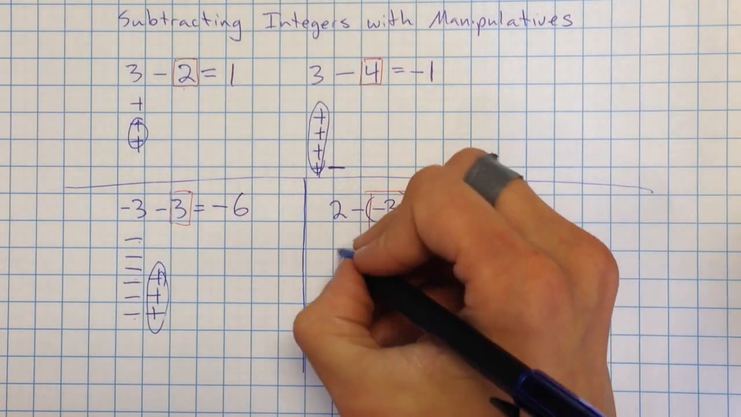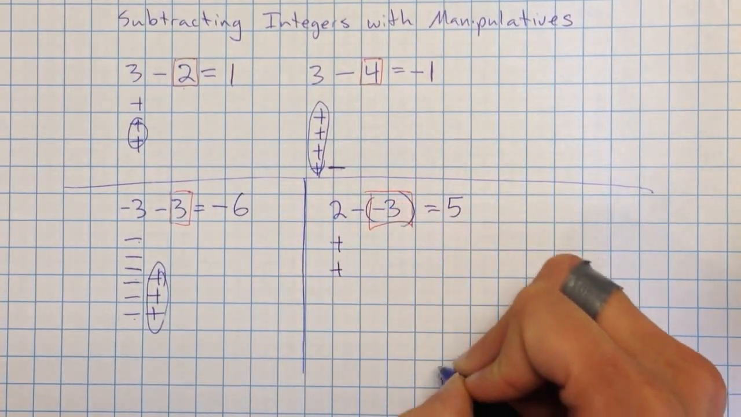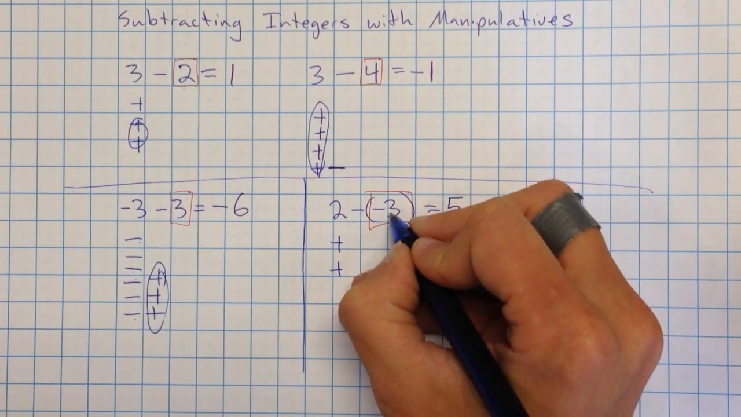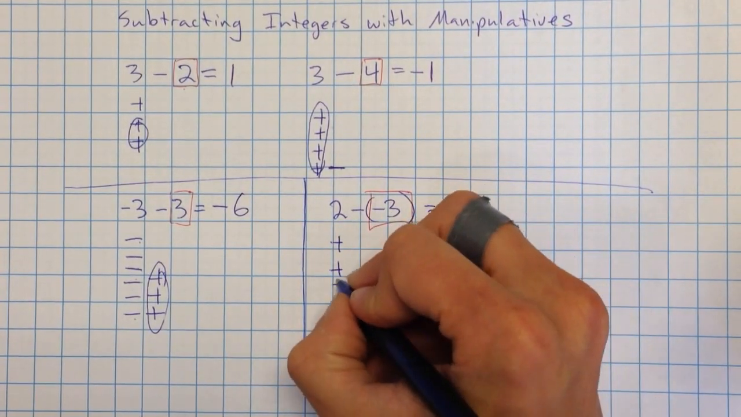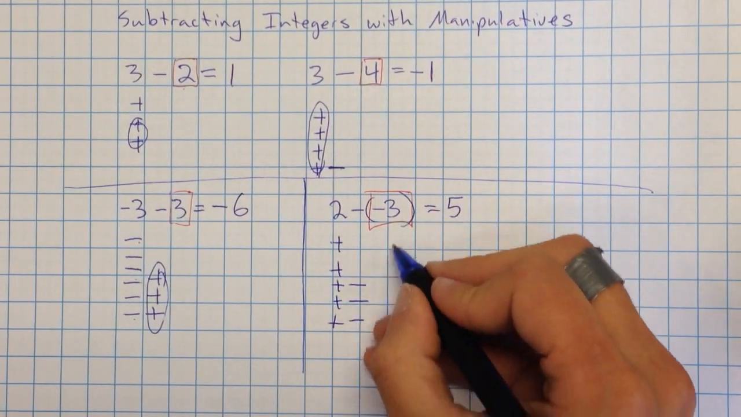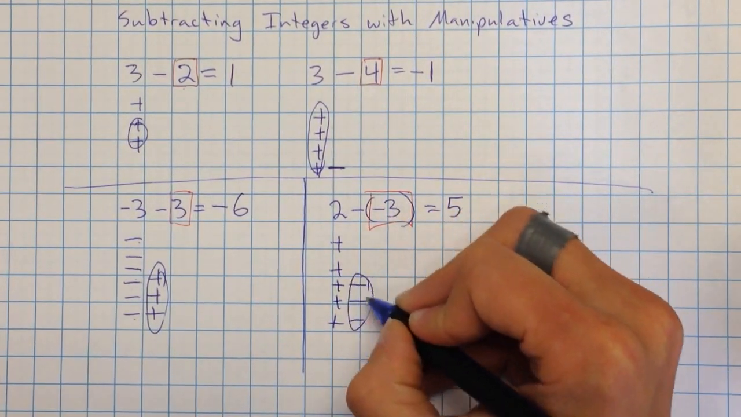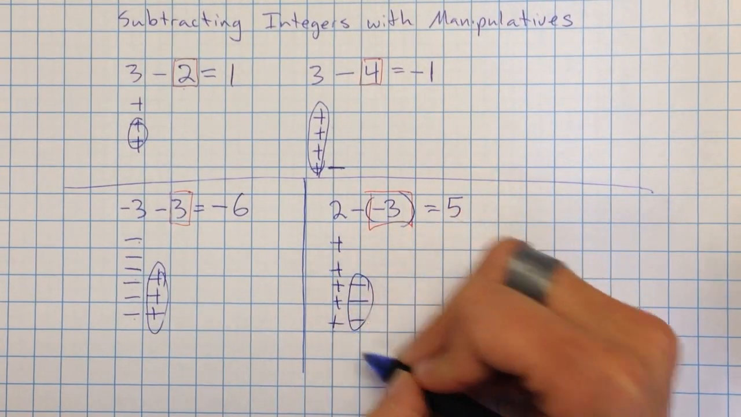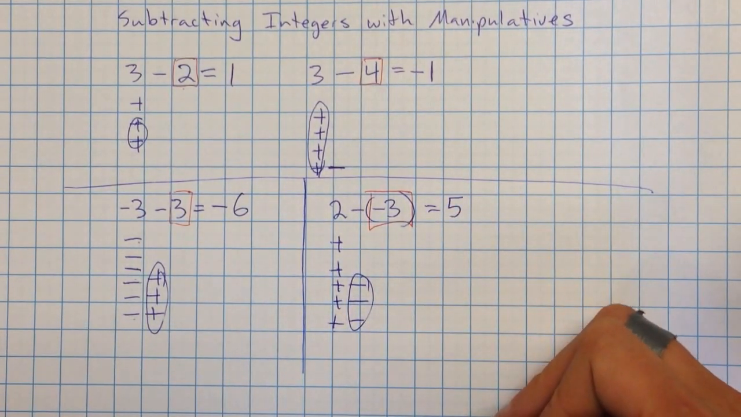I can write that out the same way. 2 positives. Want to take away a -3. Have to add 3 pairs. 1, 2, 3. Subtract my 3 negatives. I'm left with 1, 2, 3, 4, 5 positives.